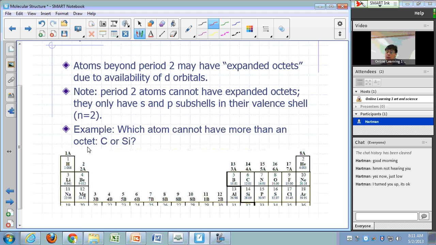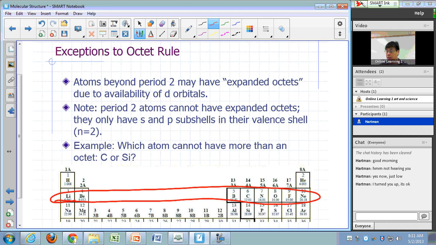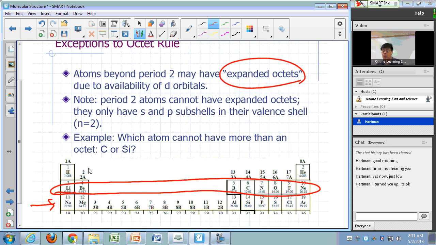Now, another exception to the octet rule would involve atoms that are beyond the second row. Okay, so second row atoms, the most they can do is get an octet, but third row and below, these atoms down here can actually have what's called an expanded octet. They can have more than an octet around them when they share electrons. And the reason for that is because the valence shell for the second row is n equals 2.